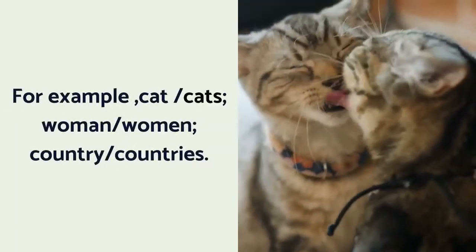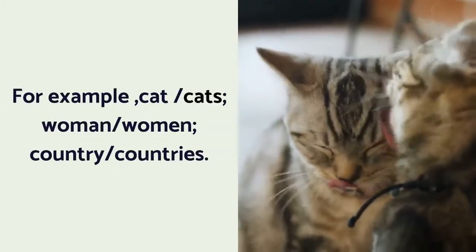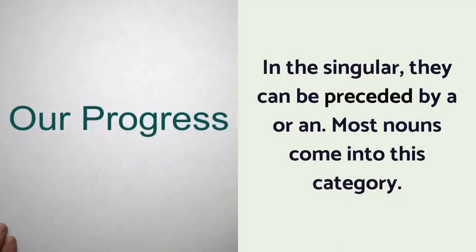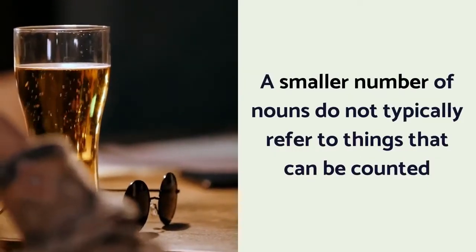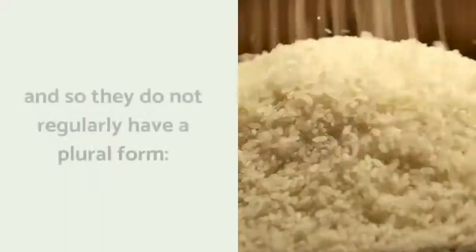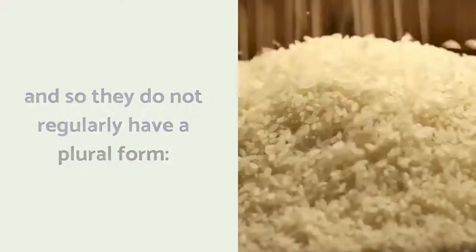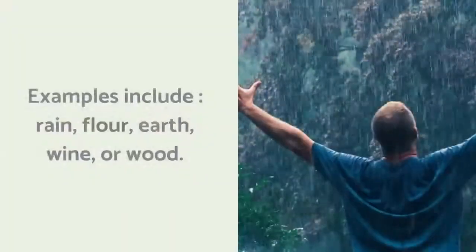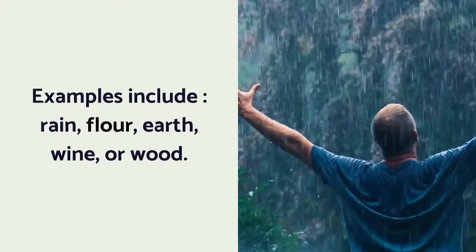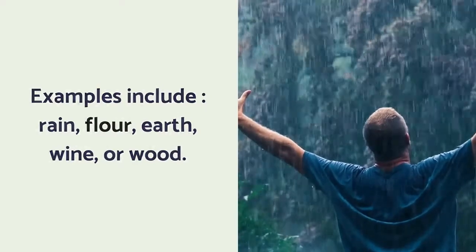For example, cat, cats, woman, women, country, countries. In the singular, they can be preceded by a or an. Most nouns come into this category. A smaller number of nouns do not typically refer to things that can be counted, and so they do not regularly have a plural form. These are known as uncountable nouns, or mass nouns. Examples include rain, flower, earth, wine, or wood.